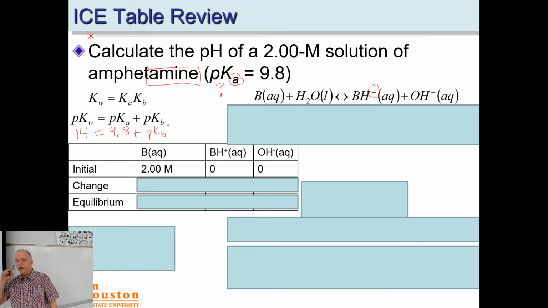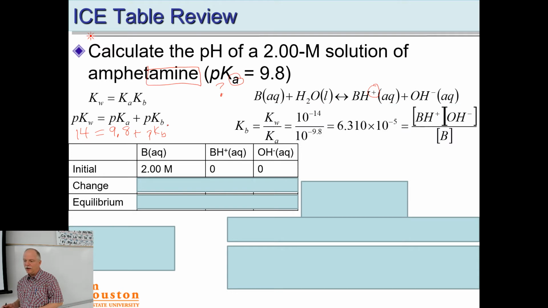So we could figure out our pKb, and then we could raise 10 to the minus pKb, and that'll give us our Kb. So here's our Kb. It's this right here, this number, 6.3 times 10 to the minus 5 is Kb. So now we know what Kb is, and we also know what Kb is algebraically from our chemical reaction. So we know it's the concentration of our BH plus times the concentration of OH minus divided by the concentration of our parent base. Okay, so we have our equation, and we want to know pH.